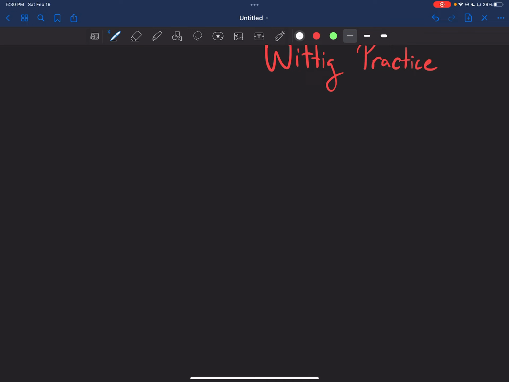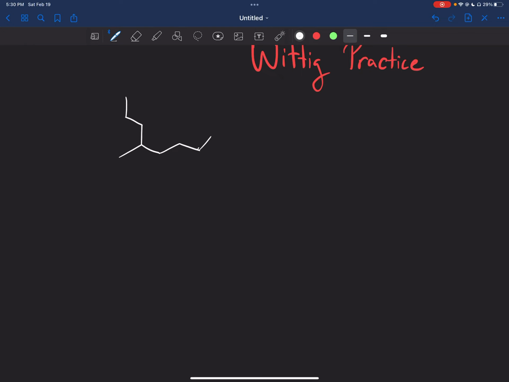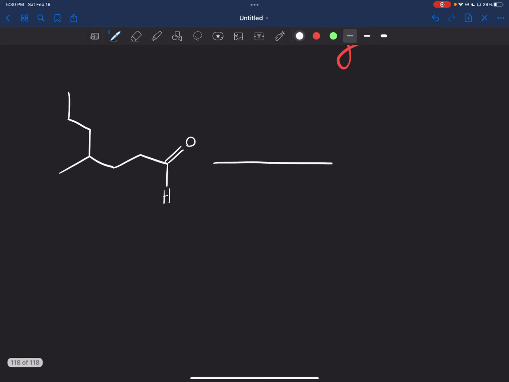So let's say we have a compound that looks like this. We have an aldehyde, and we react it with this. So what do I see? I see a carbon with a negative, and it's connected to a phosphorus. In my head, that should ring a little bell that tells me it's a Wittig reaction.